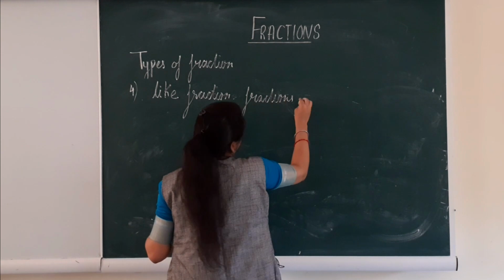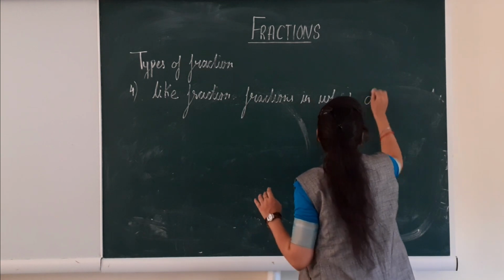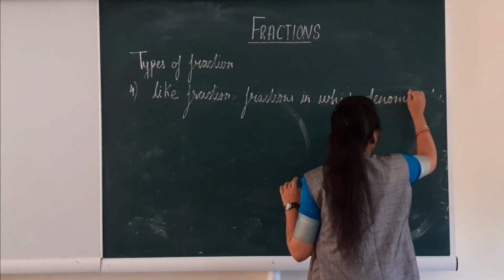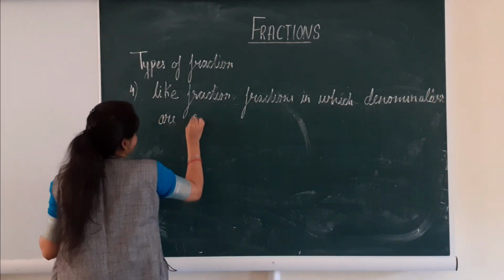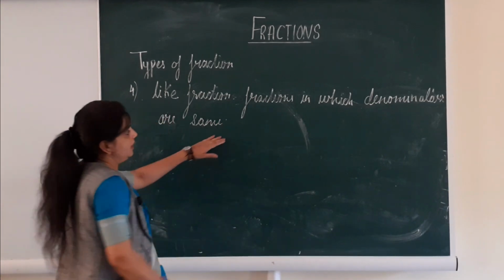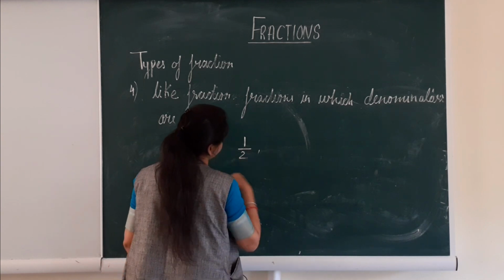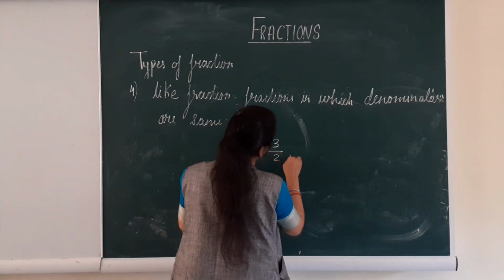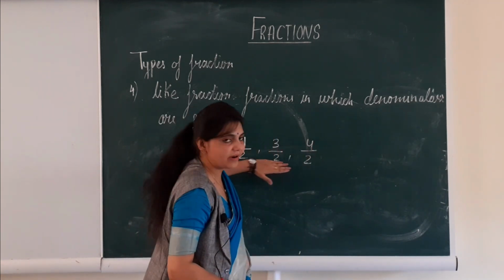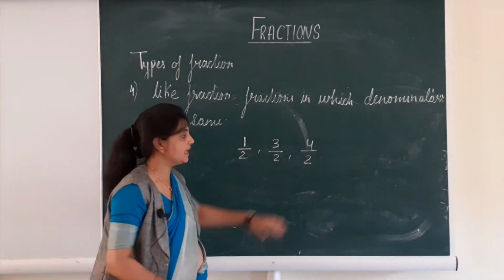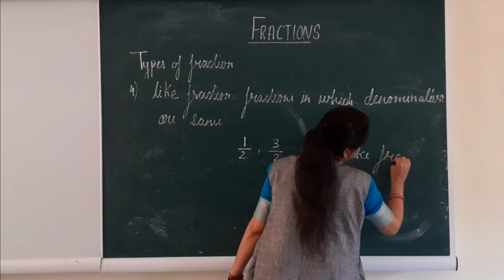Fractions in which denominators are same. Let's take one example. Here 1 by 2, 3 by 2, 4 by 2. In all these fractions, denominator is same. So we can say that this is like fraction.